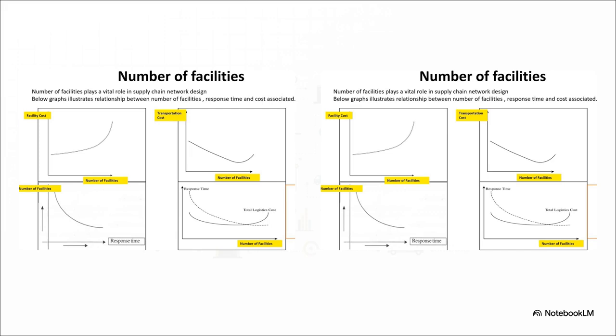Let's just look at one of these graphs. See how as you add more facilities, your response time plummets? That's great for the customer. But look at your facility and inventory costs. They're shooting up. The whole game is to find that sweet spot, that lowest point on the total logistics cost curve. That's where you found the perfect balance of cost and speed.